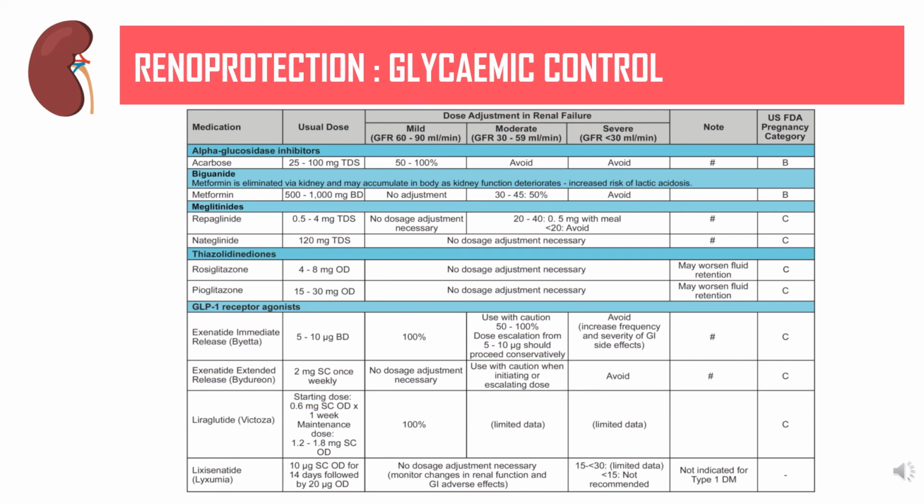Here is the list of dosage recommendations in chronic kidney disease for oral antidiabetic agents. Let's see here. If the patient is on metformin, the usual dose should be 500 to 1000 mg twice daily. However, if her kidney profile deteriorates, to the level of 30 to 59 ml per minute, she needs to reduce her dosage by 30 to 50%, or avoid it if the glomerular filtration rate is less than 30 ml per minute.